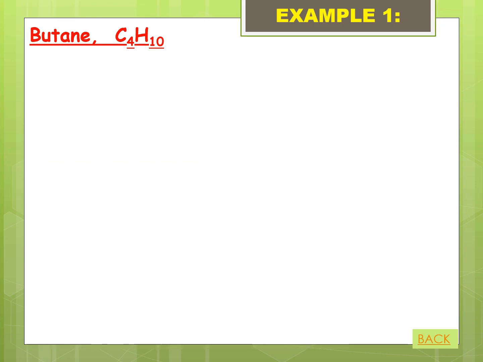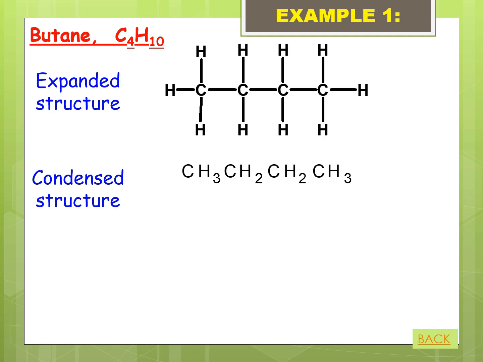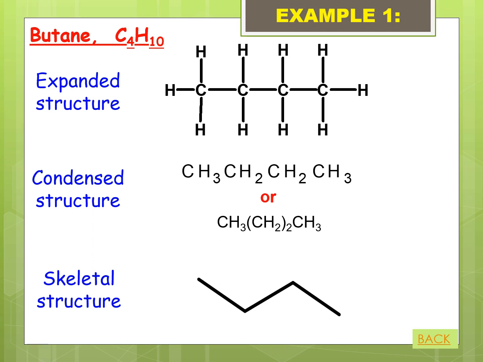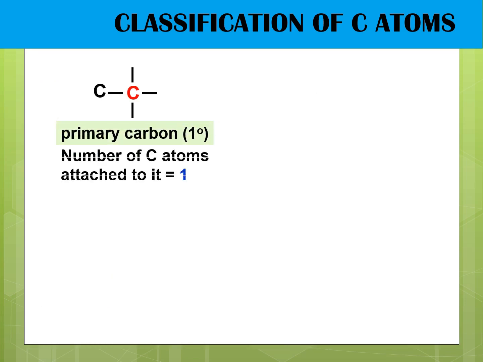Okay, example 1. For butane with molecular formula C4H10. So this is the structure for butane, in expanded structure, condensed structure, and then skeletal structure. We have 4 carbons: 1, 2, 3, 4. And then classification of carbon atoms, we can classify as a primary carbon.